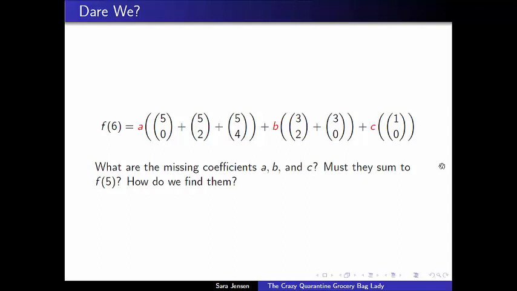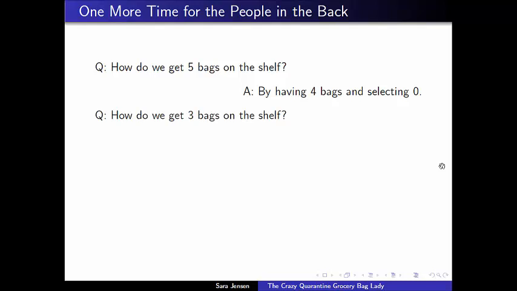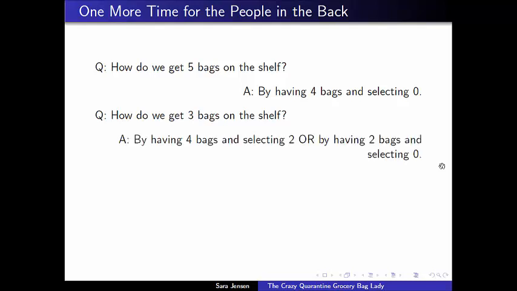Well, we find them by the way that we just described them. How would I have gotten 5 bags on the shelf in the transition from 4 bags to 5 bags? Well, we saw that we could only get 5 bags by having 4 bags on the shelf and then selecting 0 of them to be put inside the one that we had on that day 5. How would we get 3 bags on the shelf? Well, here there are a couple of different options. Maybe we got 3 bags on the shelf by having 4 bags on the shelf and selecting 2 of them to go inside of the new bag. Or it's possible that we only had 2 bags on the shelf and we didn't select any of them to go inside that new bag.